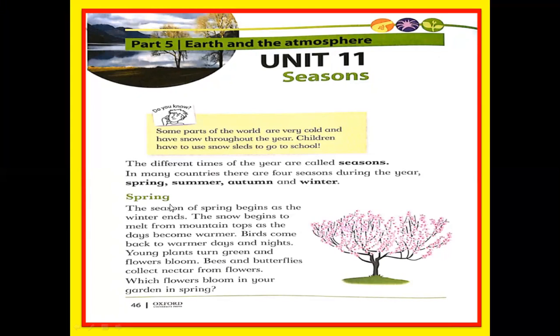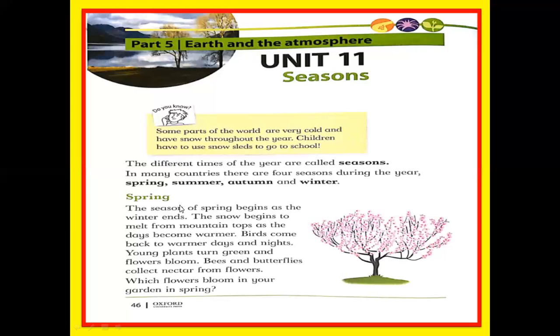Now what about summer? I told you one year is divided into different parts, and these parts are called seasons. So first is spring, and spring starts from March. Okay, March to May: March, April, and May.